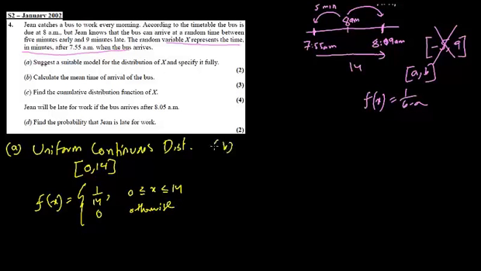Okay, question number B. Calculate the mean. The mean value is (A plus B) by 2, so (0 plus 14) by 2, which is 7.